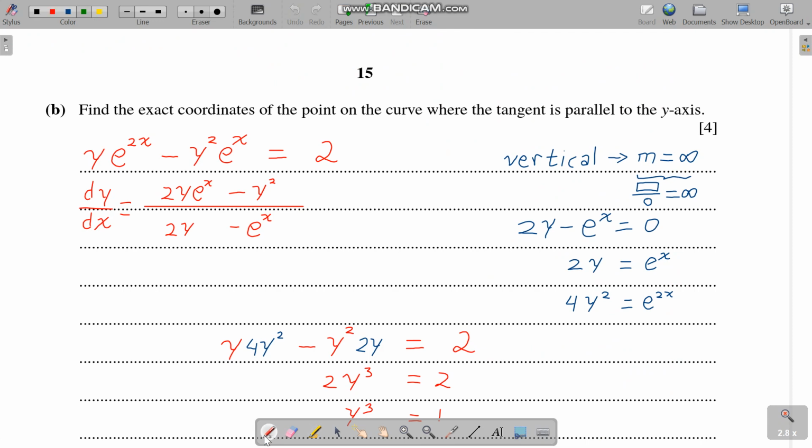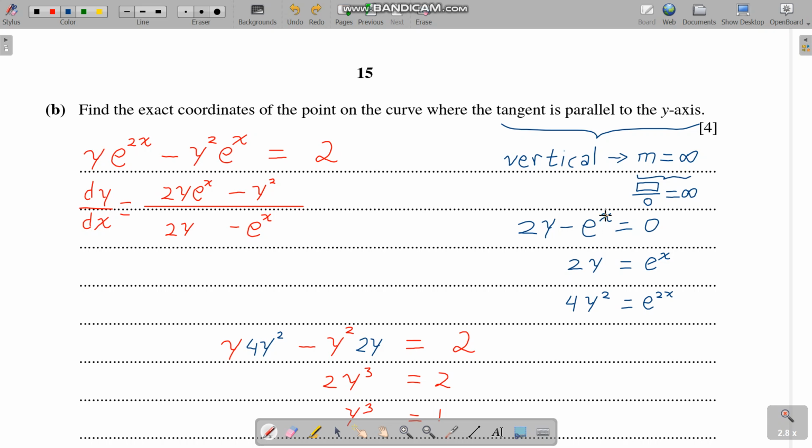Tangent is parallel to the y-axis. So the y-axis is the parallel axis, which means the tangent is vertical. If a straight line is vertical, then the gradient is undefined or infinity, and that happens when the denominator is 0. The gradient m is dy/dx, so we are solving dy/dx equals infinity, which means the denominator should be 0. That's why we are solving denominator equals 0.